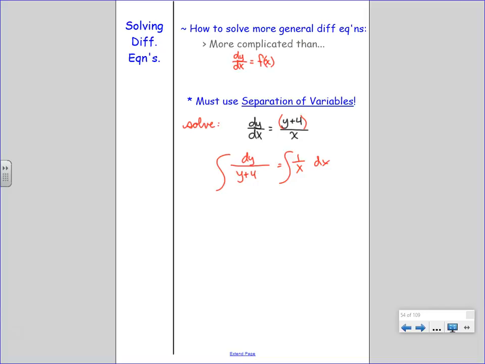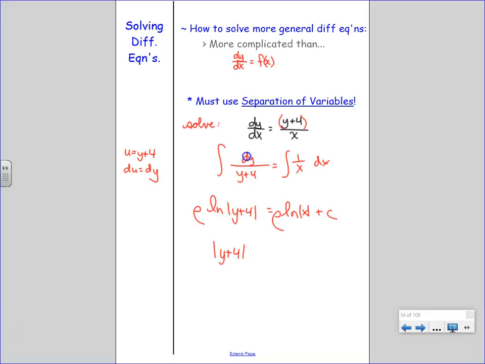Now we can go ahead and take the integral. You guys use ln's, right? And we can go straight to ln of y plus 4 because if u was y plus 4, what's true with du? That's an easy substitution. On the other side, we have ln of x plus c. How do we get rid of the ln? E to the. And then we end up with absolute value of y plus 4 equals c e to the ln of absolute value of x.